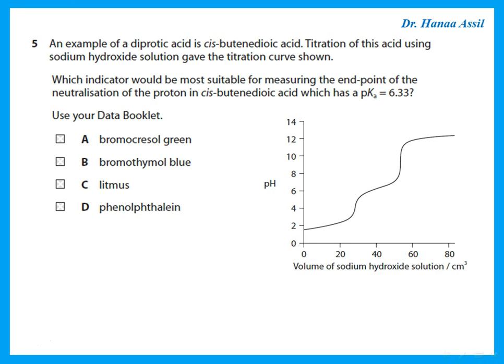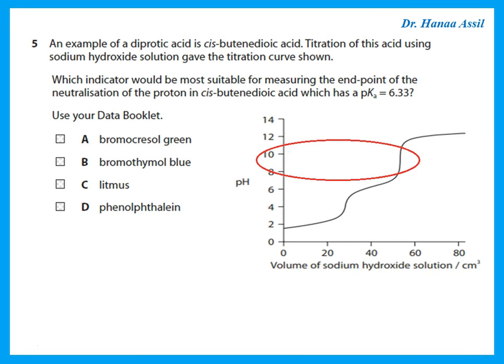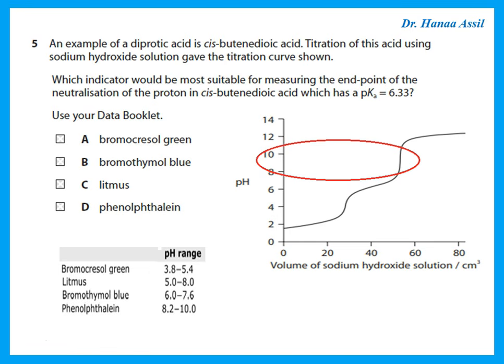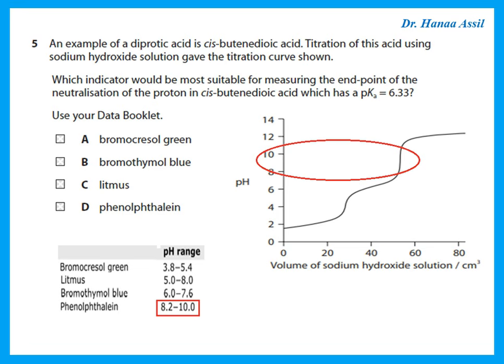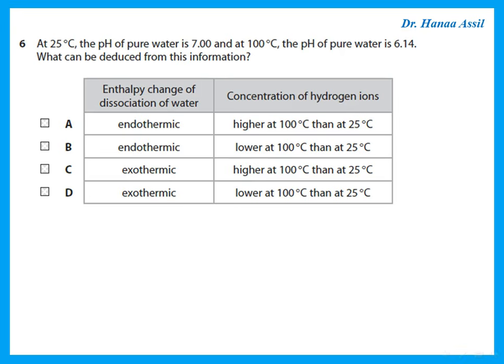Looking at the graph, you can see that we need an indicator that will change color in this range between pH 8 and pH 11, for example. So using the data booklet, we look at the choices that we have, and the one that changes in that range that we want is phenolphthalein.